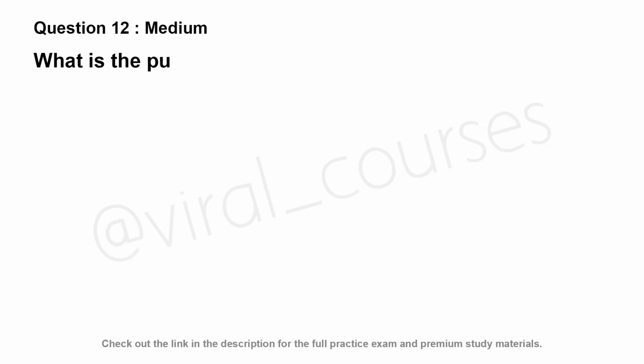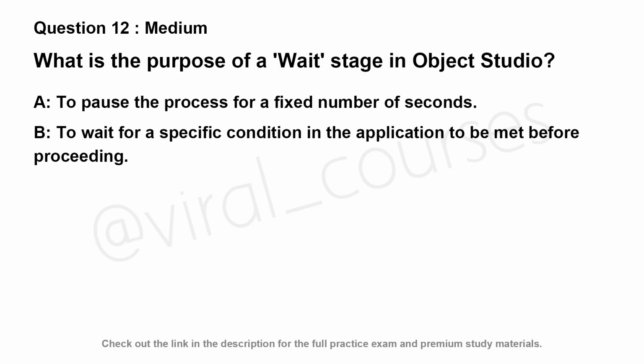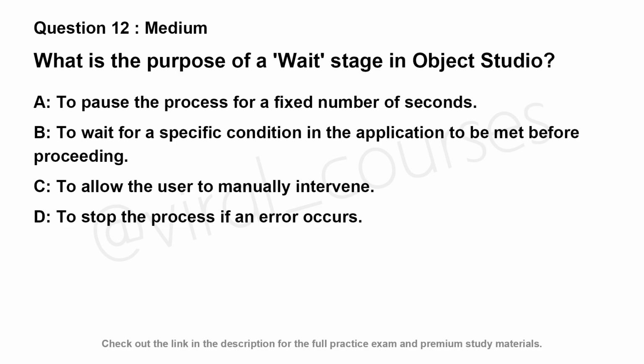What is the purpose of a wait stage in Object Studio? Option A, to pause the process for a fixed number of seconds. Option B, to wait for a specific condition in the application to be met before proceeding. Option C, to allow the user to manually intervene. Option D, to stop the process if an error occurs.